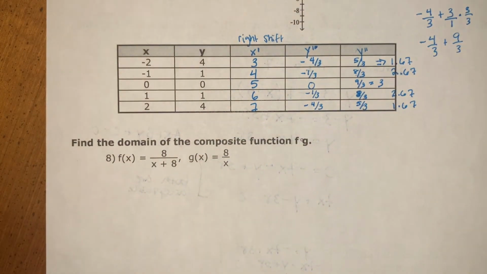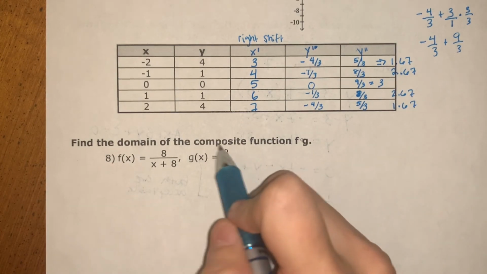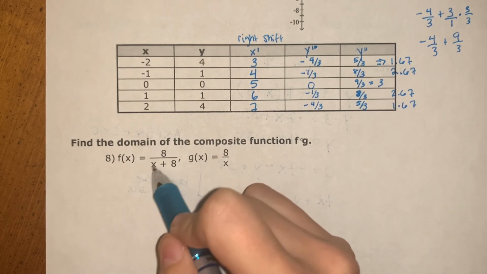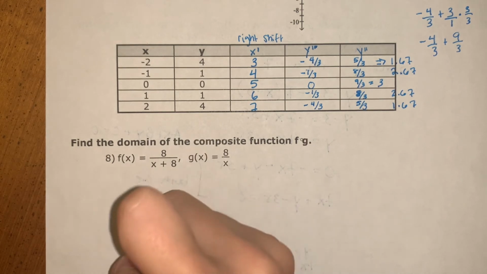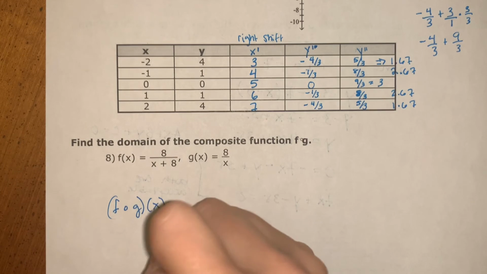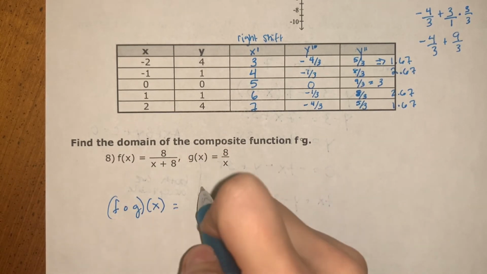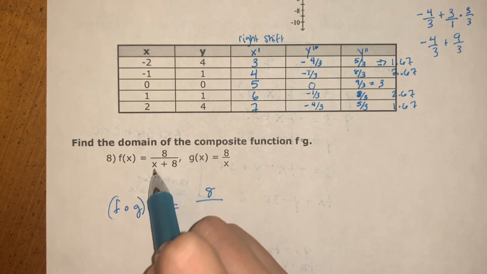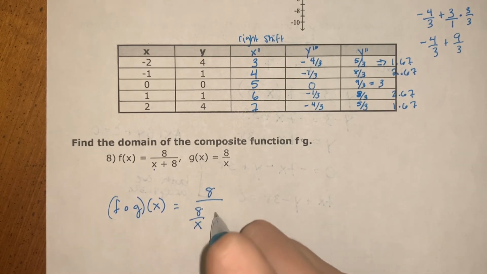So it says, find the domain of the composite function f of g. So the first thing we need to do is create the composite function, and then from there, identify the domain. So here we're going to plug g into f, right? So it's f of g. So wherever you see an x in f, you're going to plug g. So f of g of x, we're going to plug in g into f. So we have 8 over x going here. So we have 8 over x plus 8.